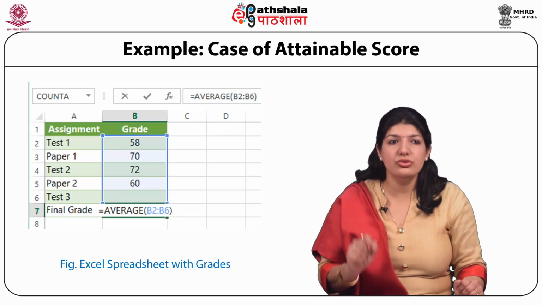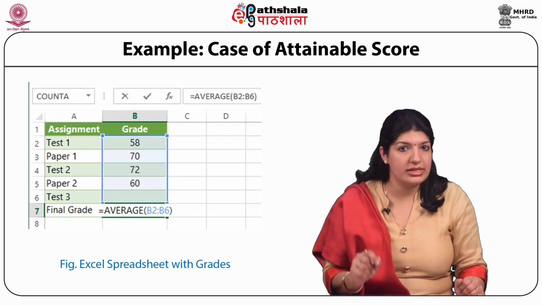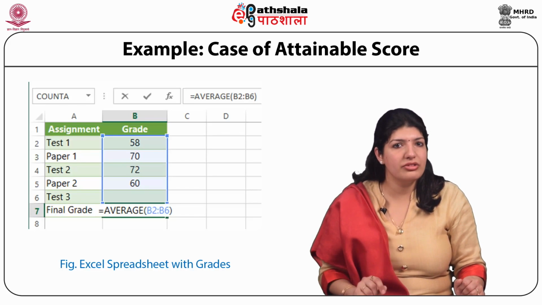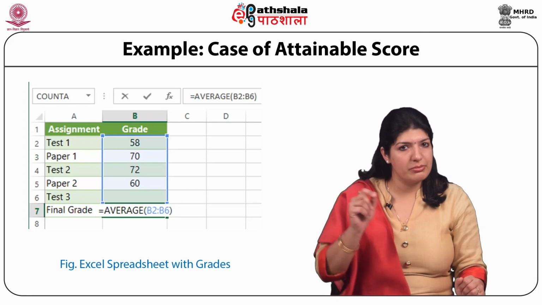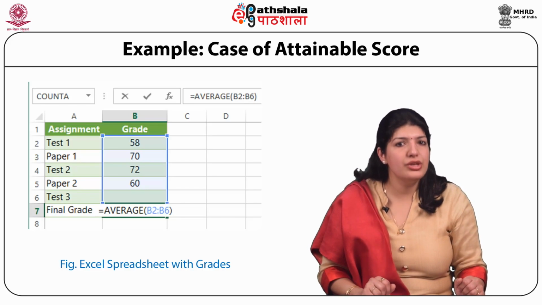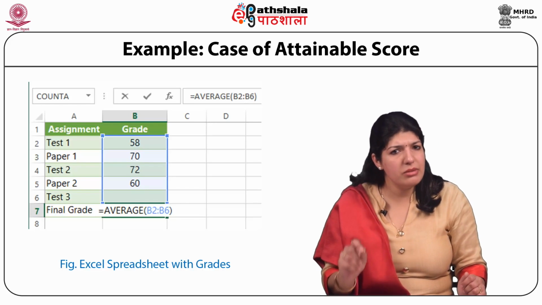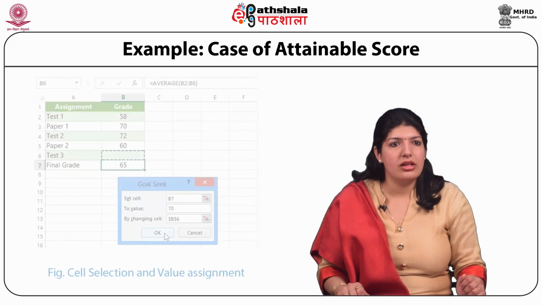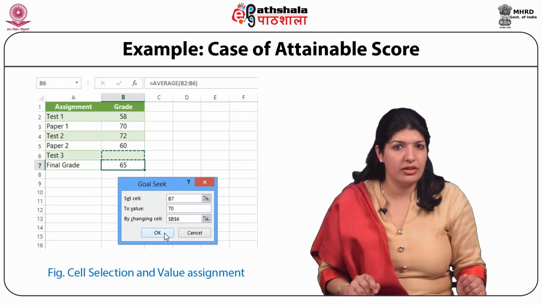Now, let us see how we will do this. In this case, each assignment is weighted equally. So all we have to do is average all the 5 grades by typing the average function, which covers the values from B2 to B6. Once we use goal seek, the cell B6 will show us the minimum grade we'll need to make on that particular assignment. Now, select the cell whose value you want to change.